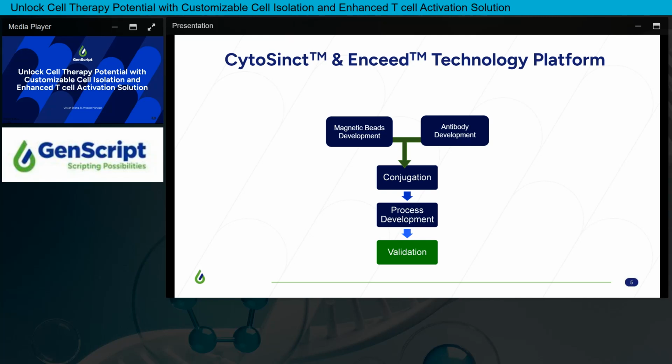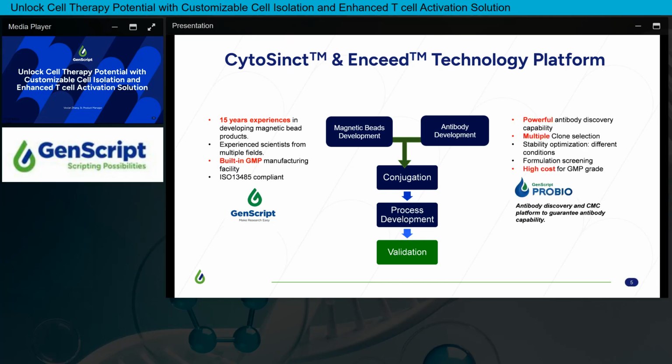And then with the beads as well as the antibodies, we utilize our proprietary technologies for bead conjugation. Then we follow up with process development. And then all the products are validated in-house as well as with our industry partnerships to make sure that they can deliver the requirements for cell therapy development.